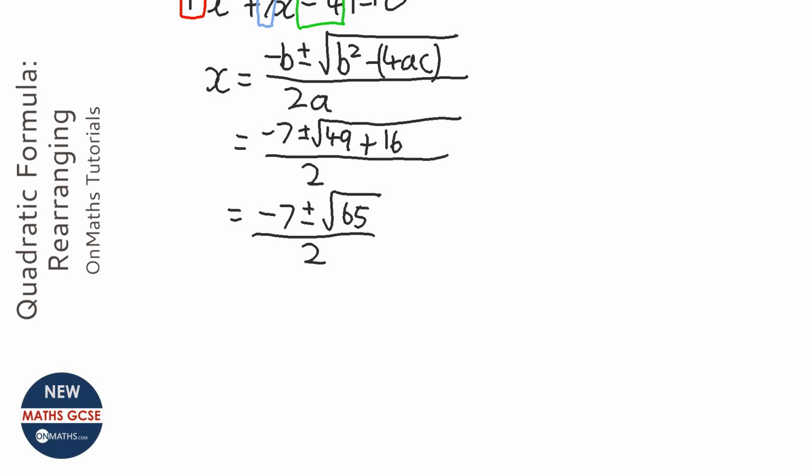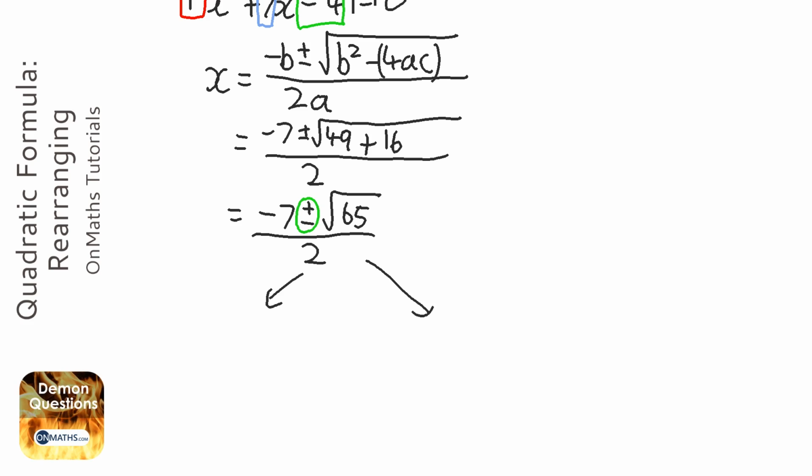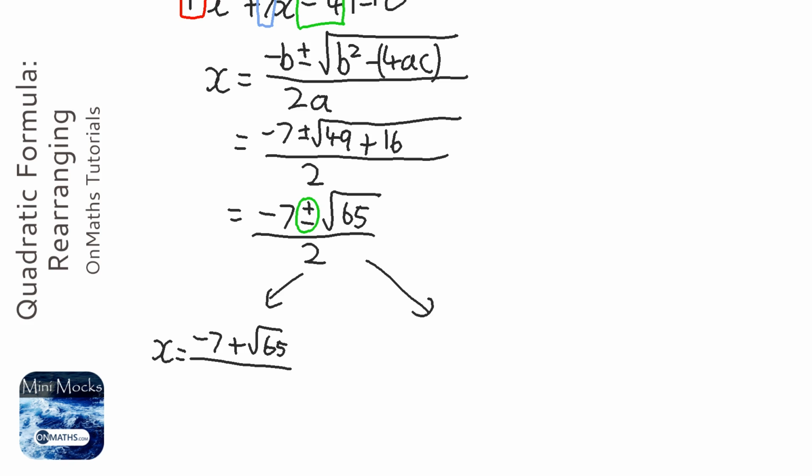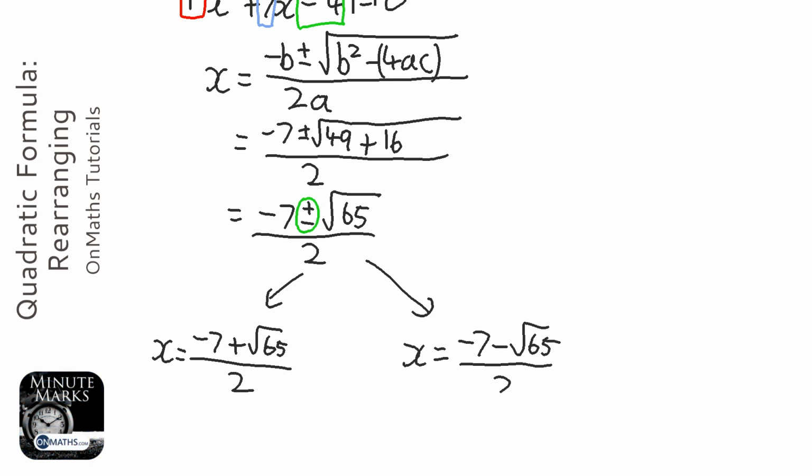Okay, this plus minus thing here just means that there's going to be a plus answer and a minus answer. So we split it up into 2 at this point. We have x equals minus 7 plus root 65 over 2, and we have x equals minus 7 minus root 65 over 2. And what you can do is just type that into your calculator, press the fraction button, then minus 7 plus root 65 over 2, and then you press equals, and that gives an answer for us.